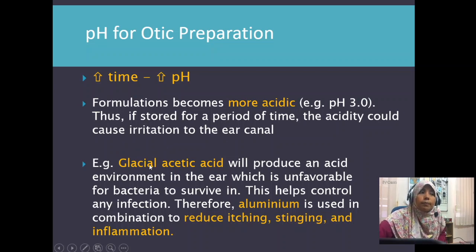For example, glacial acetic acid will produce an acidic environment in the ear, which is unfavorable for bacteria to survive in. This helps to control an infection. So some preparations we want to become acidic because we want to kill the bacteria. However, aluminium is used in combination to reduce itching, stinging, and also to reduce the inflammation. We know that glacial acetic acid will cause an acidic environment, but we want to comfort our patient, that's why we add aluminium into our preparation.